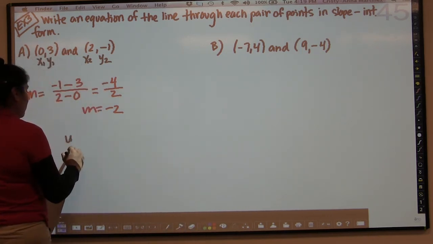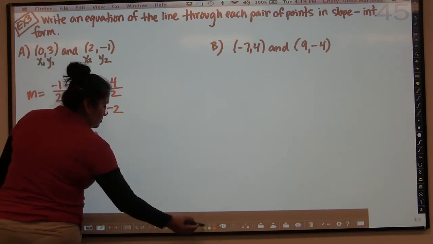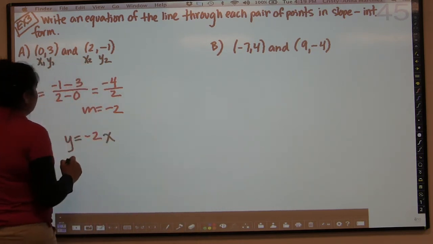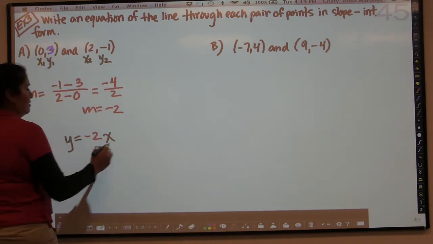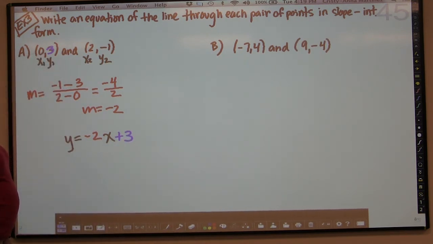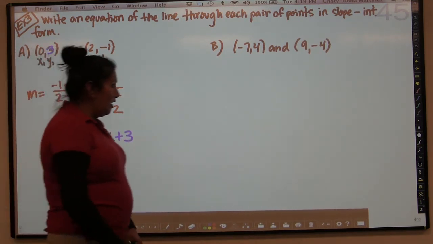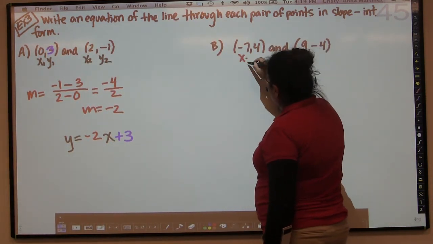Our equation will be y equals m, which is negative 2, x plus b. And since we have the y-intercept, b is 3. So there we go, negative 2x plus 3. And you're done with part A. Part B is going to be a little trickier. We are going to have to find the slope nonetheless.